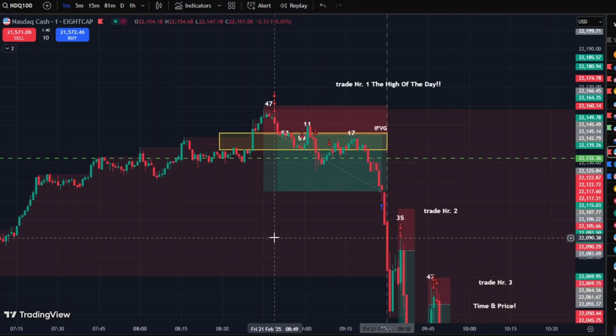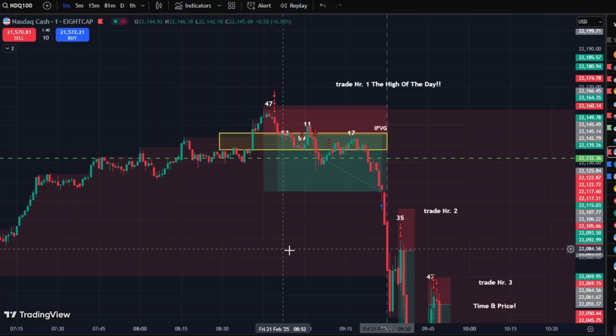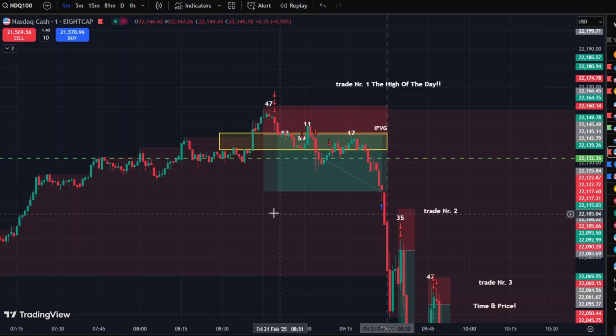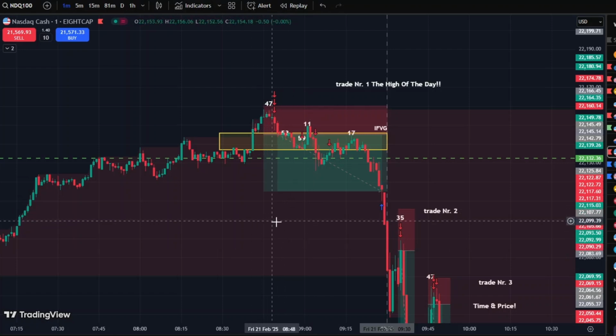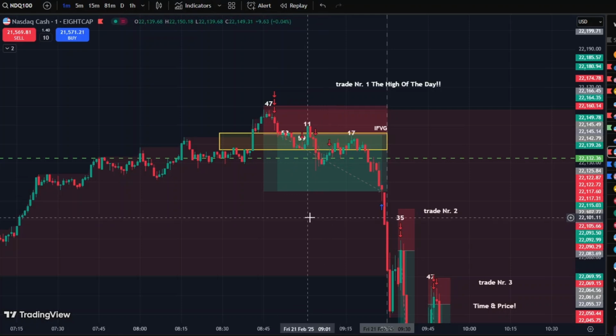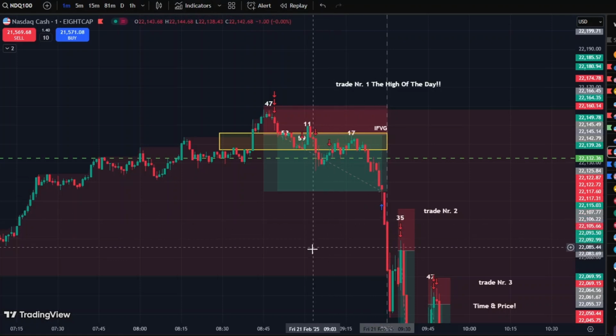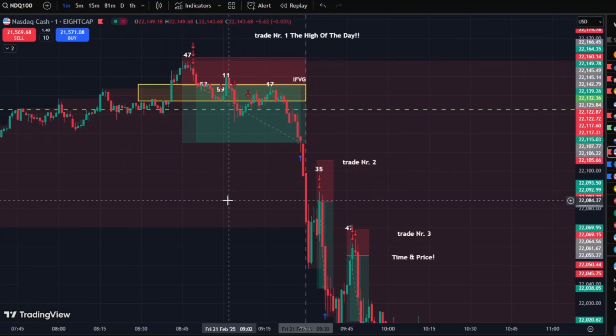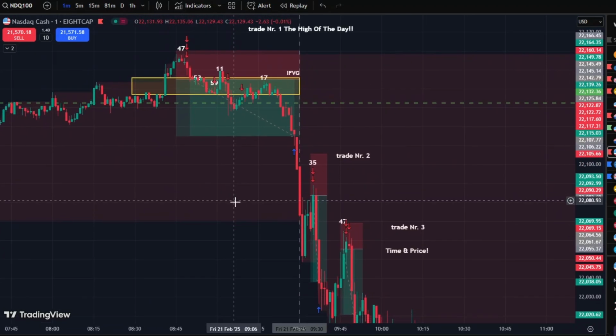So I directly went heavy short. And I waited. I have a video for this. I think it's on my channel. So I waited for this fair value gap to get inverted. It got inverted here. And I kept adding to the position until it hit my target. So after that, New York opened.